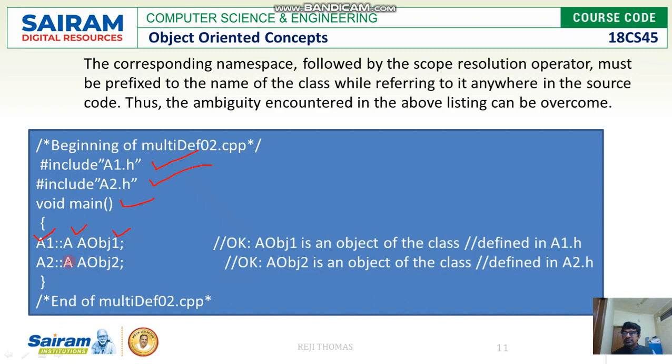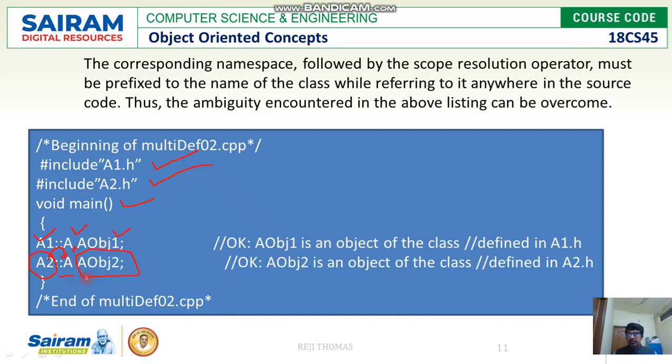Remember, you have to prefix the namespace to the name of the class while referring to it anywhere in the source code. We have seen this. But before the class name, you have to give the namespace. If you look at the second one, the namespace is A2 followed by the scope resolution operator. Then you give the class name, then the object name.